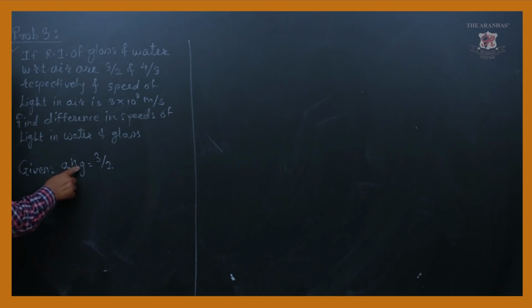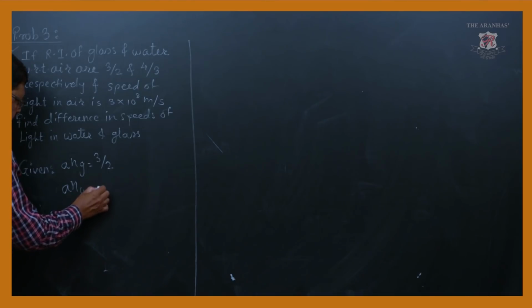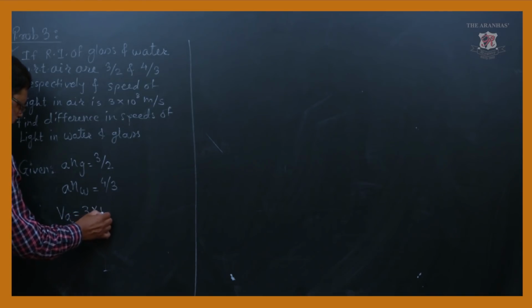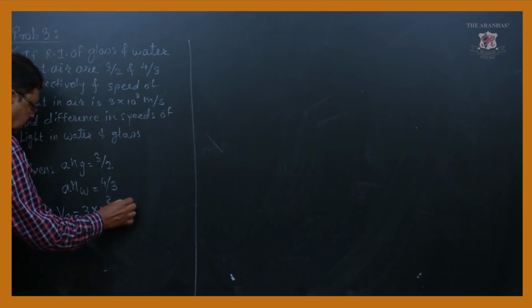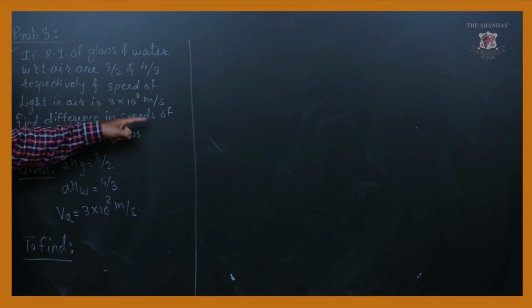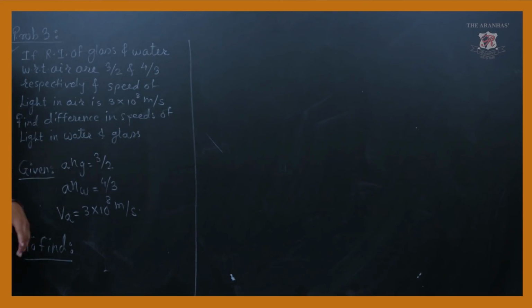Refractive index of glass with respect to air 3 by 2. Refractive index of water with respect to air 4 by 3. Speed of light in air is 3 into 10 raised to 8 meter per second. This is given. What is to be found out? Read the last part. Find the difference in the speeds of light in water and glass.